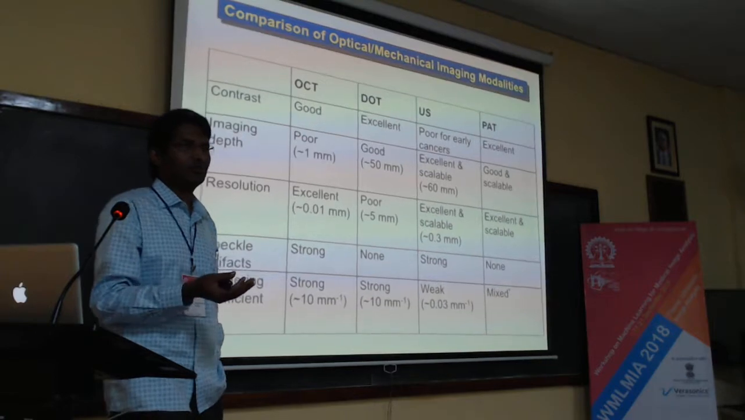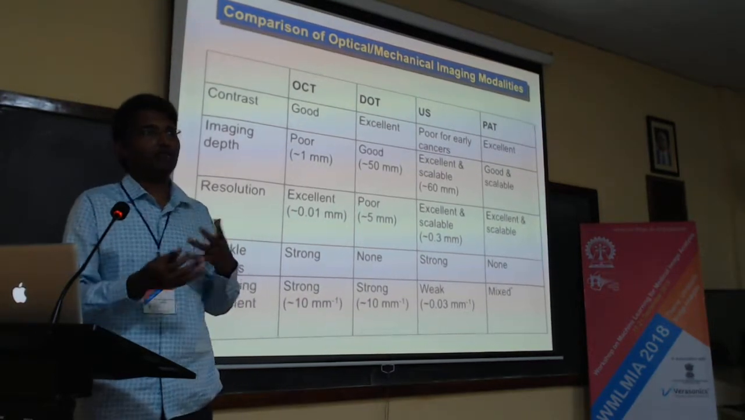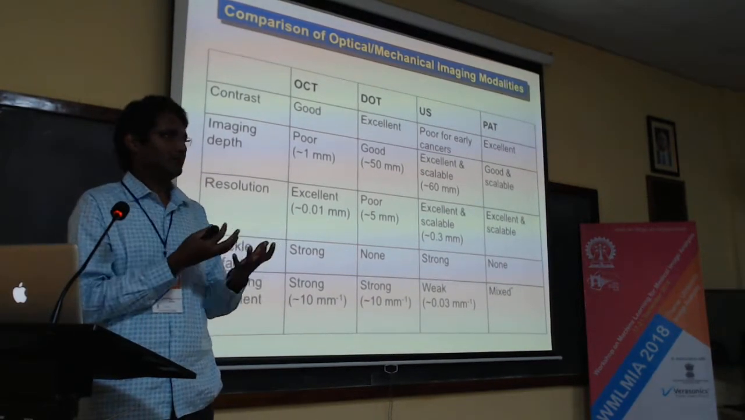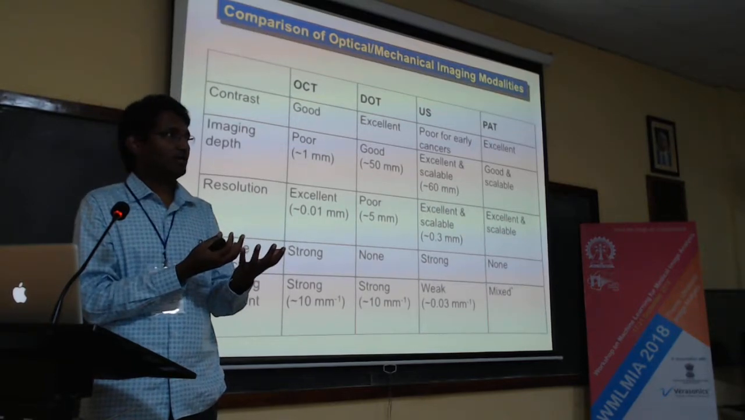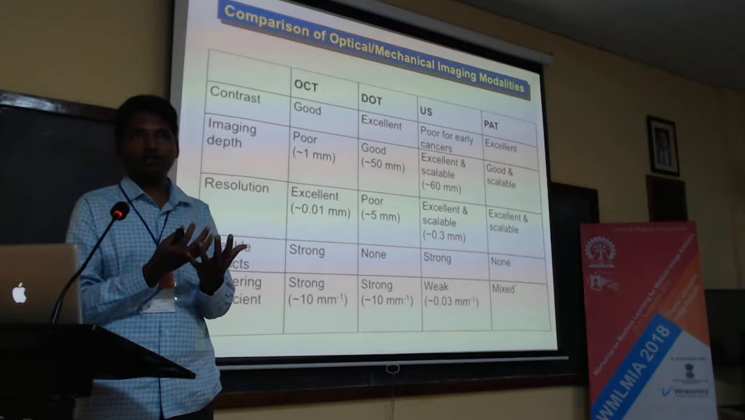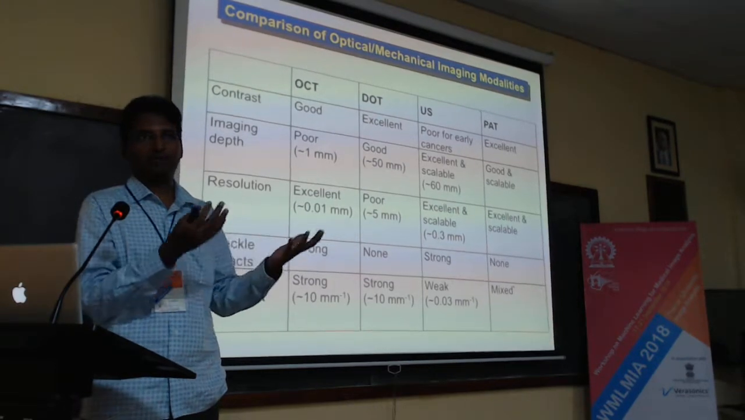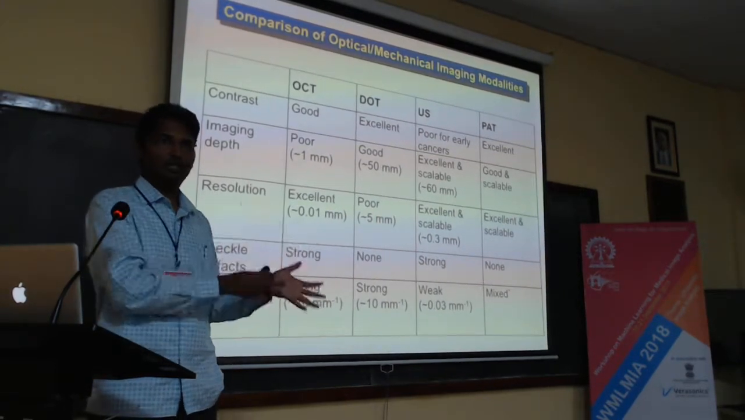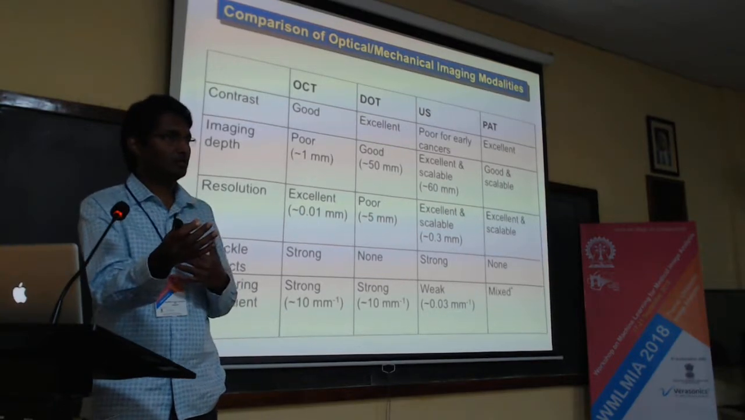This is similar to nuclear medicine, where you're doing very targeted binding. But the problem with nuclear medicine is that the resolution is quite poor. That's why you combine it with CT. Typically PET is combined with CT, and SPECT is combined with CT, so that you can get that resolution.